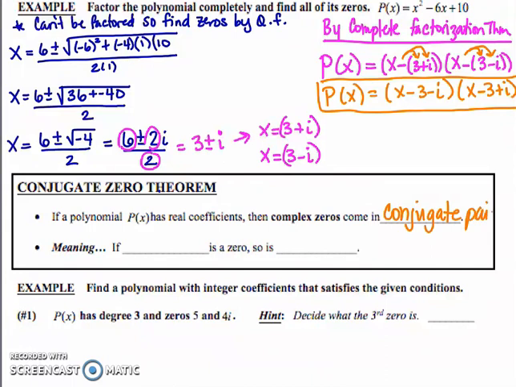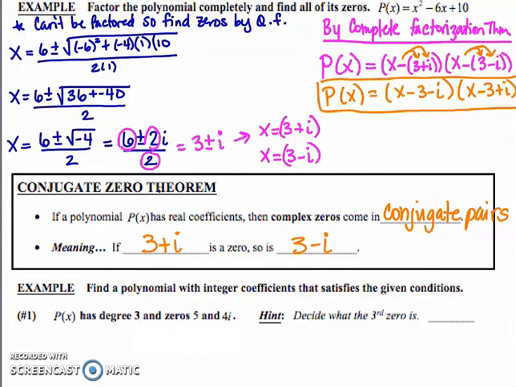I mentioned earlier that you always have an even number of imaginary solutions, and that's because they always come in conjugate pairs. Meaning, if 3 plus i is a zero to a polynomial, then so is 3 minus i. Okay, they always go together.